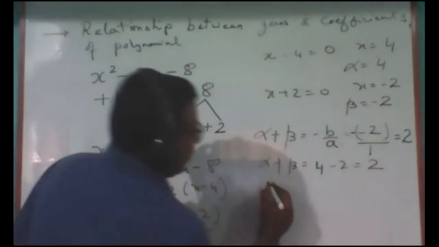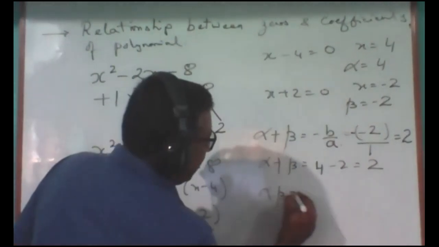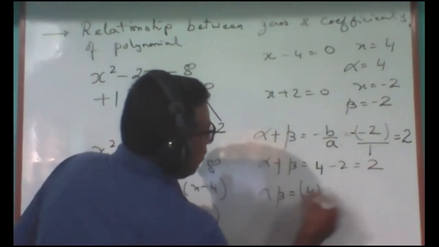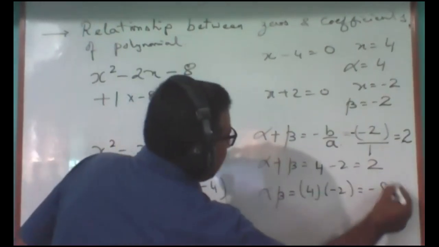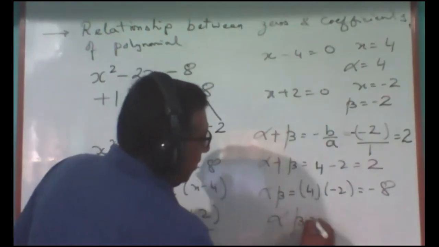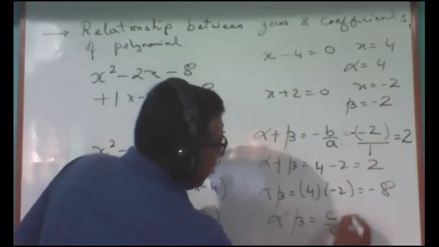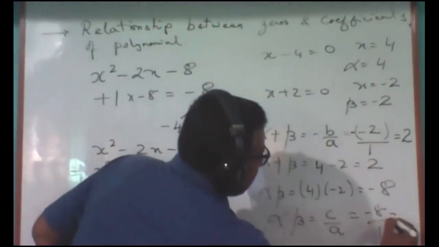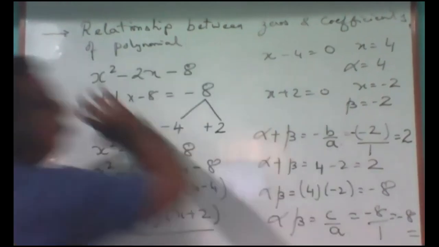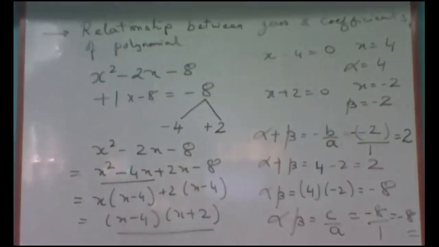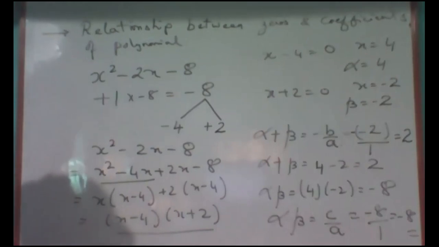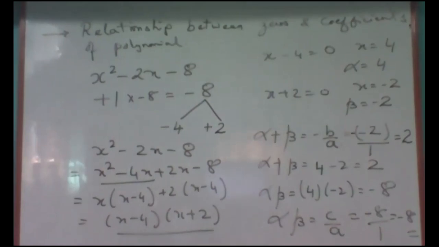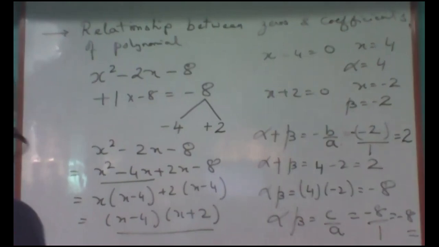Sum of roots. And alpha into beta, that means 4 into minus 2, so it will be minus 8. And alpha into beta in terms of coefficients is c by a. So what is c? It is minus 8 by 1, so it is minus 8. This way we have to show the relationship between zeros and coefficients of the polynomial. Just have a look on the board and then I'll come to the exercise. Okay, clear?